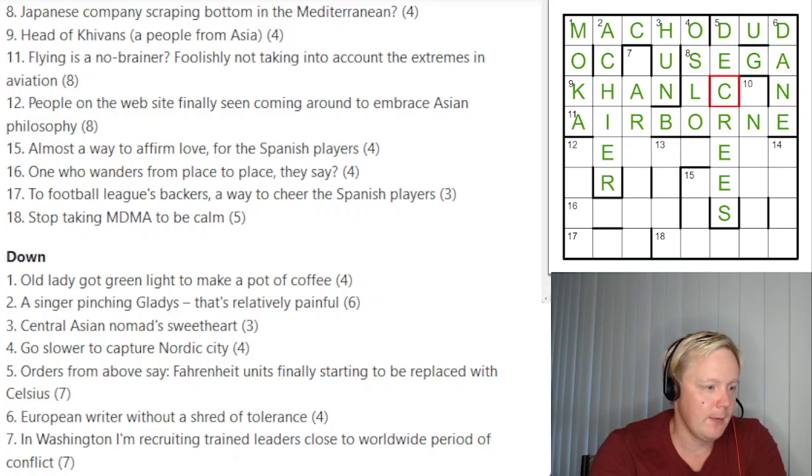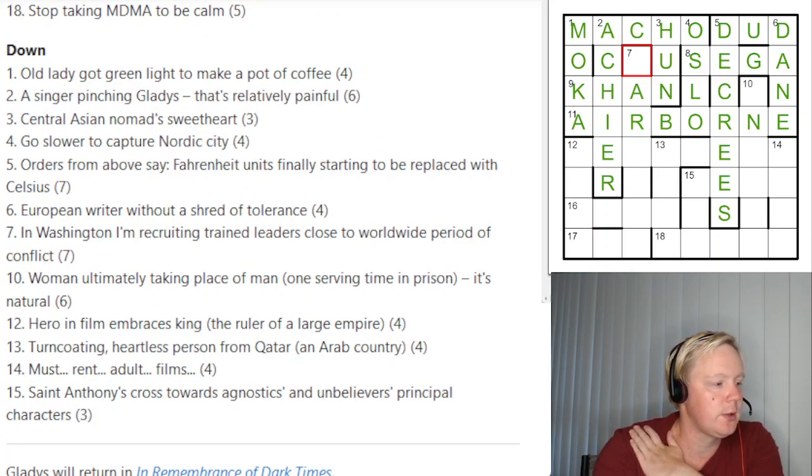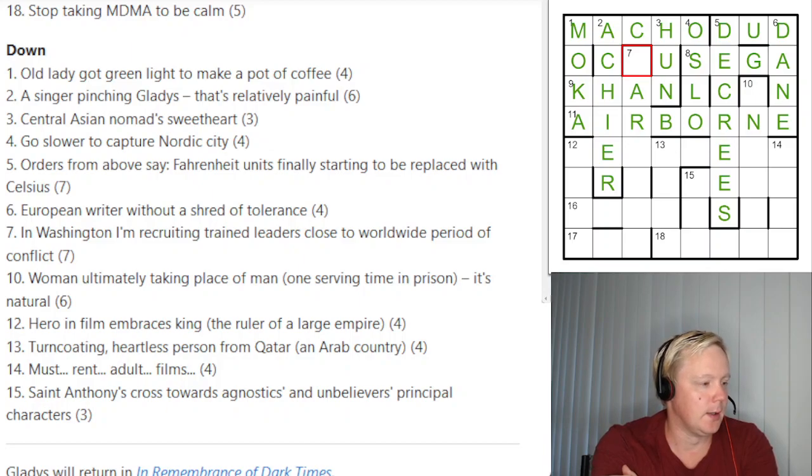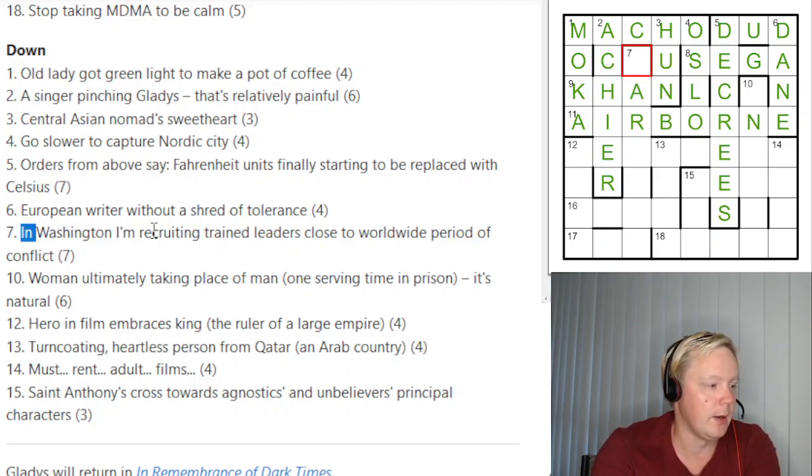Okay, do we have good starting letters for the... we have two letters for this seven. Let's look at that one. So seven down. In Washington, I'm recruiting trained leaders close to worldwide period of conflict. Leaders can mean lead letters, like first letters of words, and it's leaders, so it could be multiple leaders, like I W I R D, or it could be in W I R T. So close to worldwide, close to could be like next to. Like put next to the other word, but it could also be the closing letter, this E.